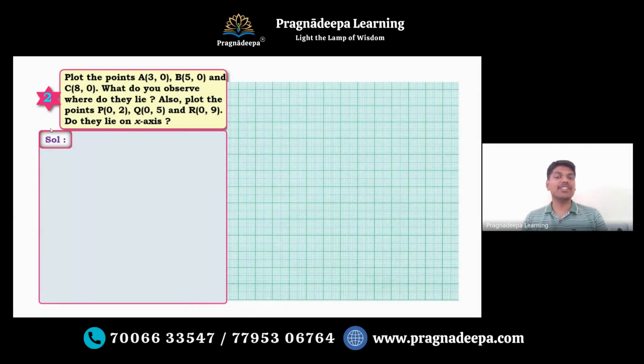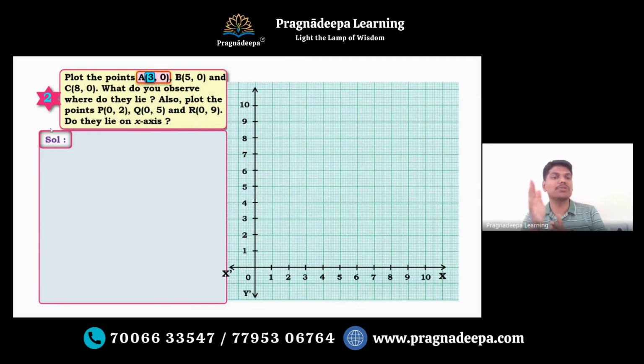So you have to take a graph sheet. You write x-axis, y-axis, and correspondingly mark the points 1, 2, 3, 4, 5, 6, 7, 8, 9, 10, and mark (3, 0), (5, 0), (8, 0). The question is, what did you observe? Where do they lie? The observation is they lie on the x-axis. Also, they lie on a line, correct? What is the name of that line? X-axis.